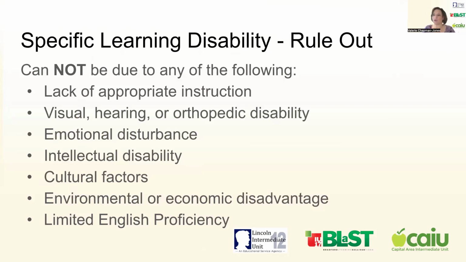It cannot be due to an emotional disturbance, which we'll also discuss later, an intellectual disability, which will also be covered in this presentation. It cannot be due to cultural factors. It cannot be due to environmental or economic disadvantage causing the learning difference. And finally, the learning difference cannot be due to limited English proficiency. So again, a school psychologist who's evaluating a child needs to rule out all of these before they can say, yes, this student demonstrates a specific learning disability.